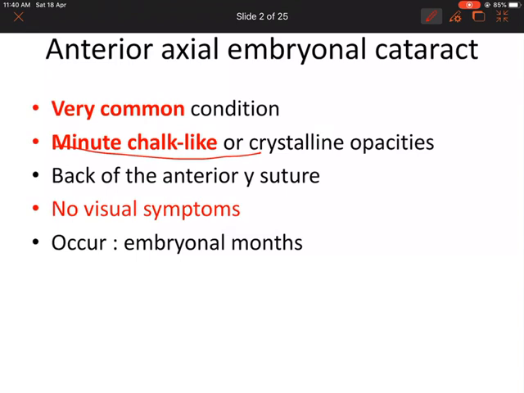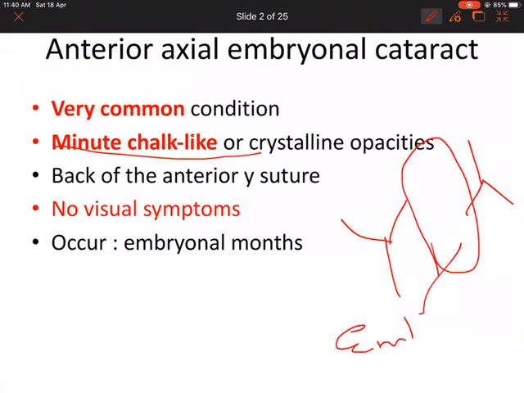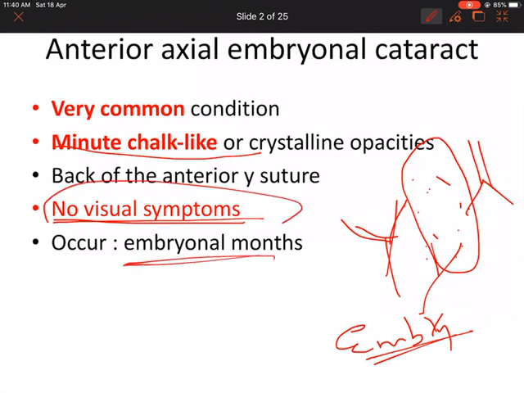For example, if you remember what is Y suture, there is an anterior Y and posterior inverted Y, and then the embryonic nucleus. We have different types of nucleus. Please go back and refer to my classes on anatomy of the lens where I have discussed what is embryonic nucleus. So embryonic nucleus lies behind the Y-shaped sutures. So any opacity here, minute opacities, is called anterior axial embryonal cataract. Usually there are no visual symptoms because it won't obstruct your vision, and it occurs during the embryonal month.